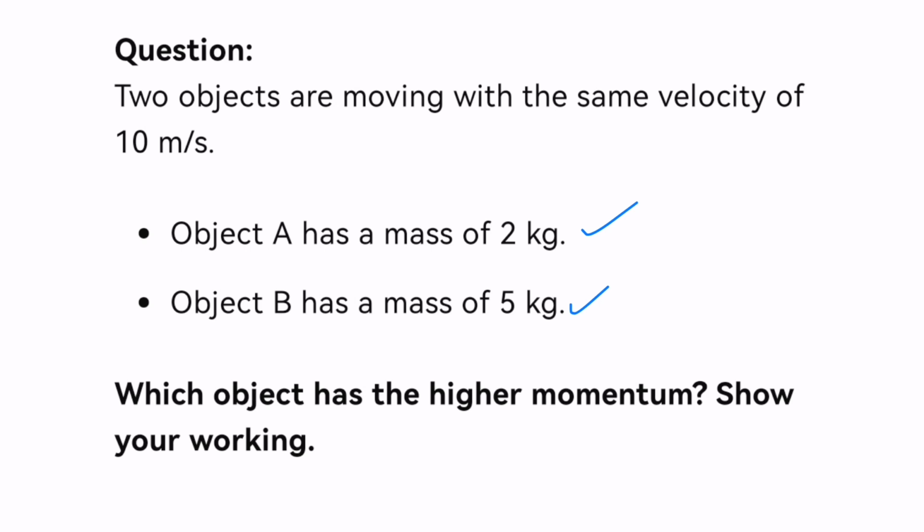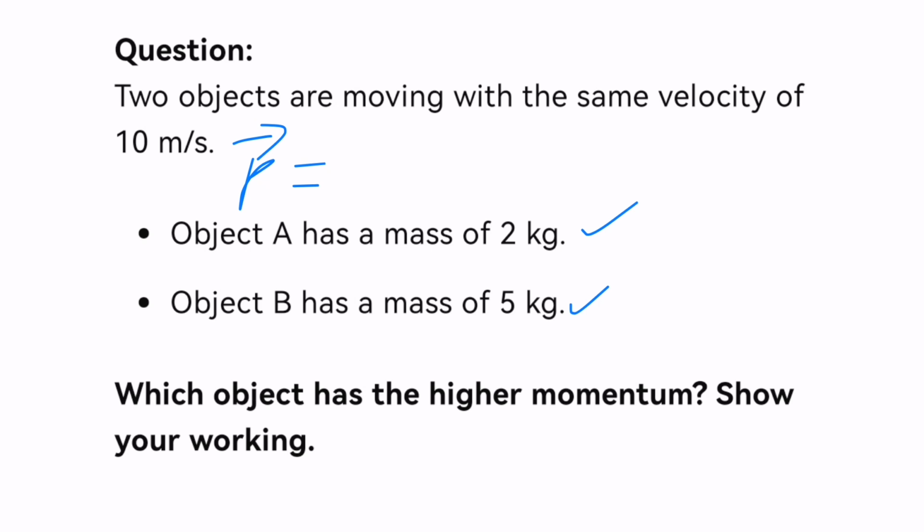You can use the formula for momentum, P. That is how you write momentum, with a direction arrow on top, which means this is a vector quantity. Momentum is a vector quantity. I've explained about vectors in our first videos.